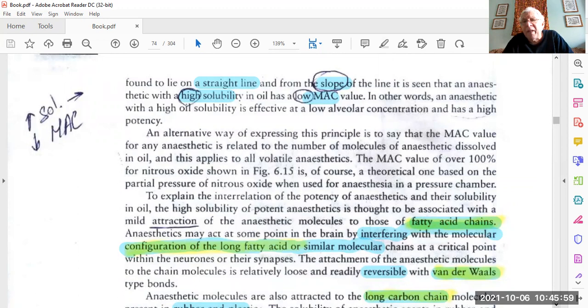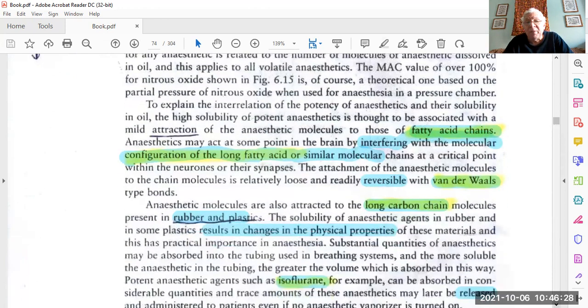This also is the theory of how anesthetics work by changing the configuration of the long fatty acid chains, and similarly change the receptors. So it will close the receptor or open the receptor according to their absorption on this fatty acid change. This is, of course, reversible, regaining the van der Waals bonds between the molecules.